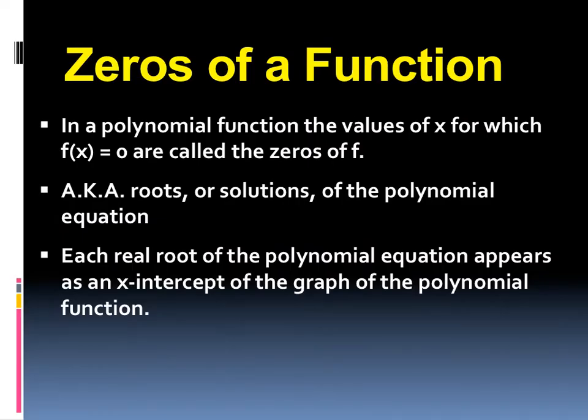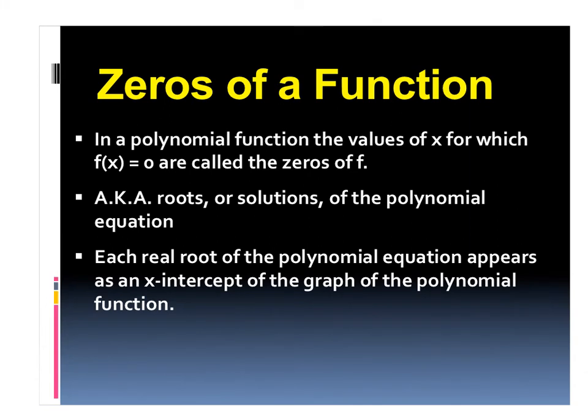Zeros of a function, which we have now seen a million times, right? In a polynomial function, the values of x for which f of x equals 0 are called zeros of f. They are also known as roots, solutions, or solutions of the polynomial equation. And each real root of the polynomial equation appears as an x-intercept of the graph of the polynomial function.